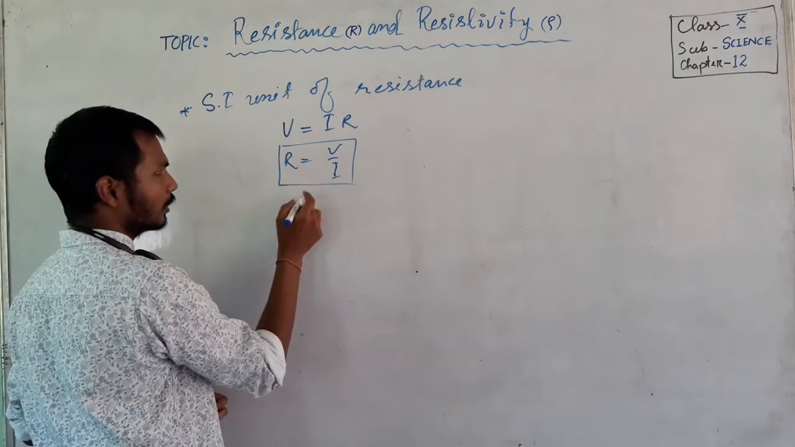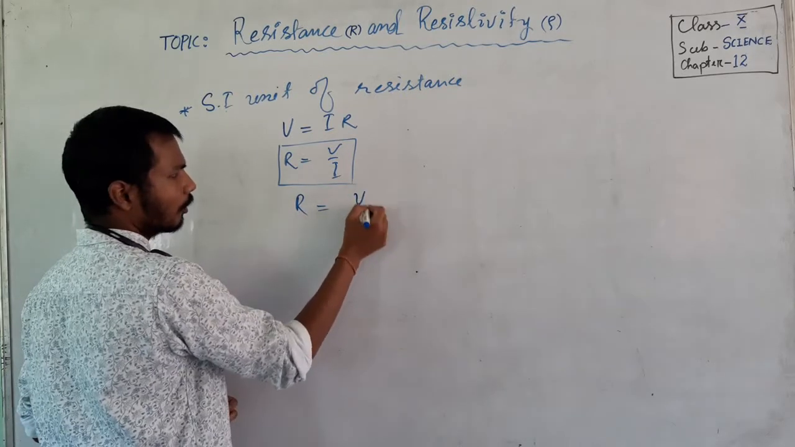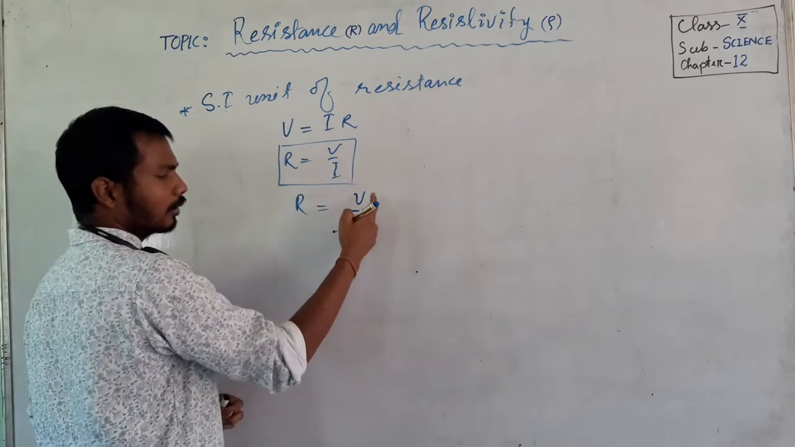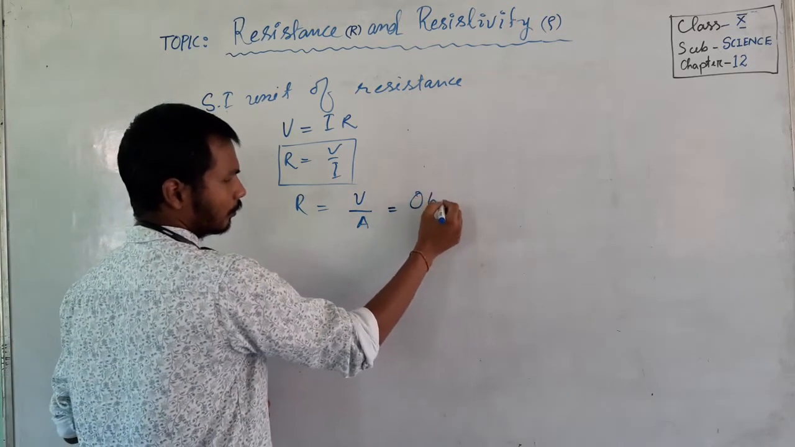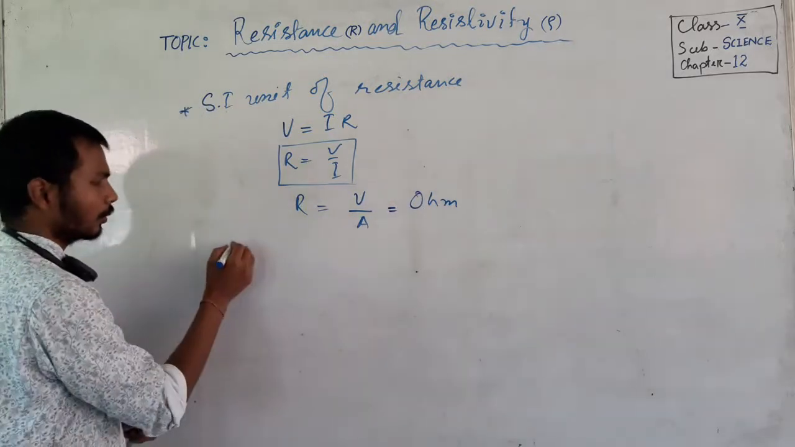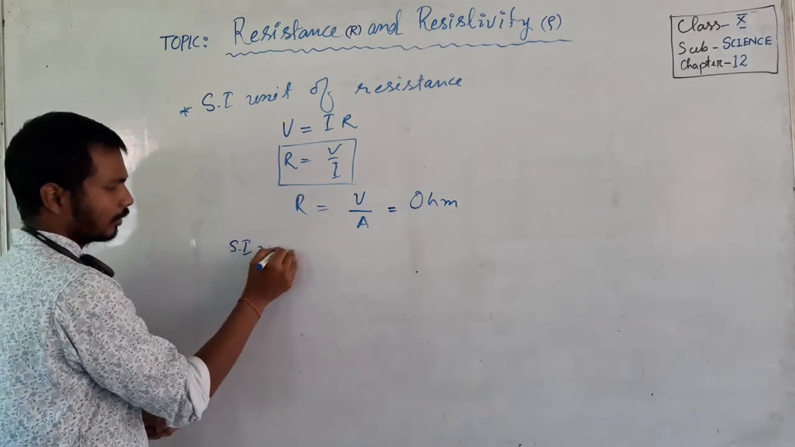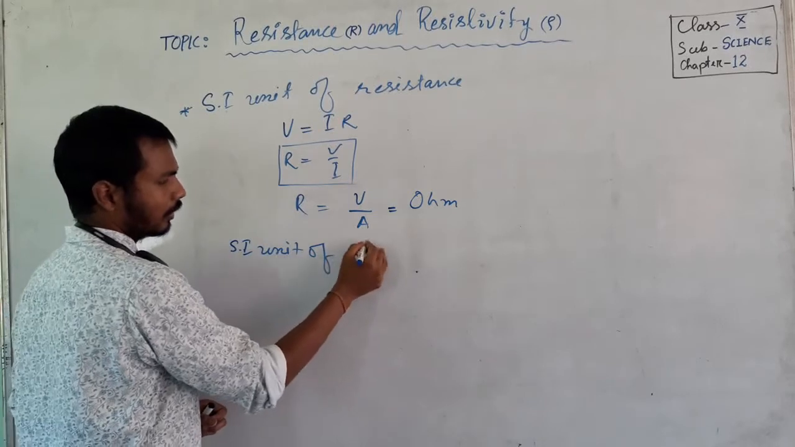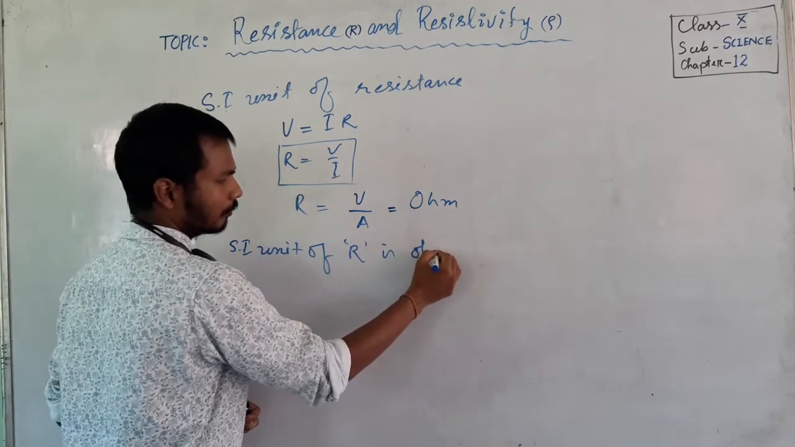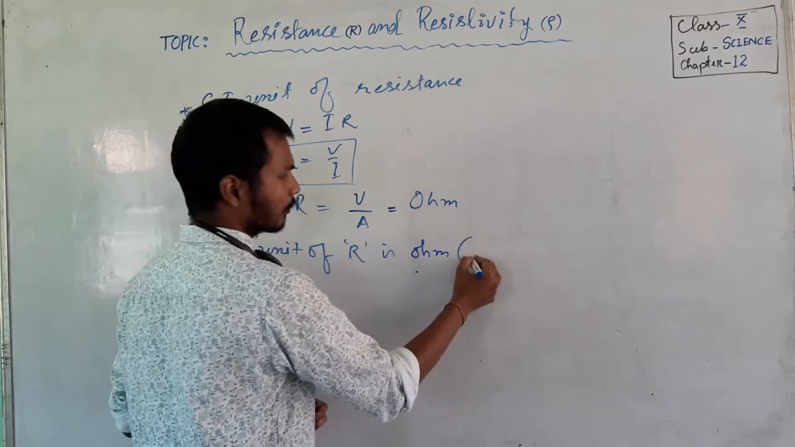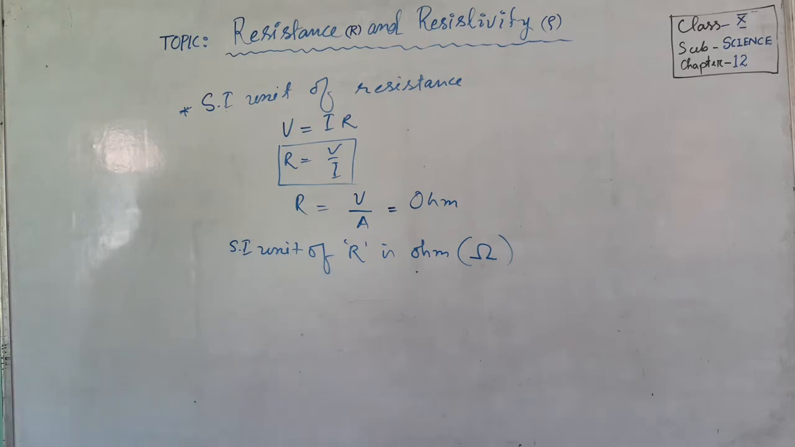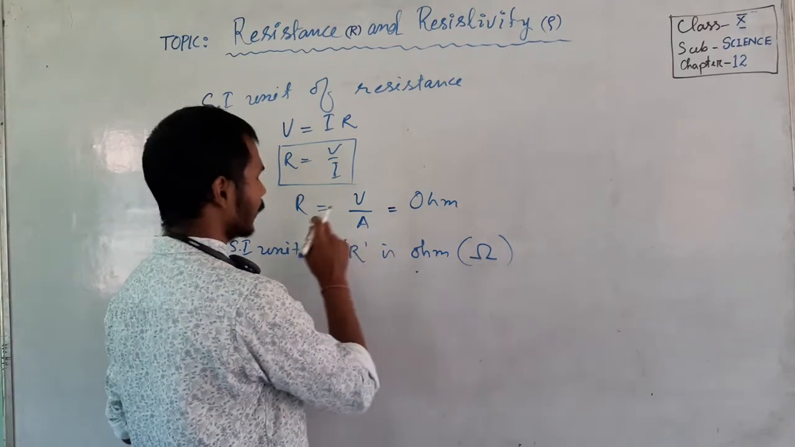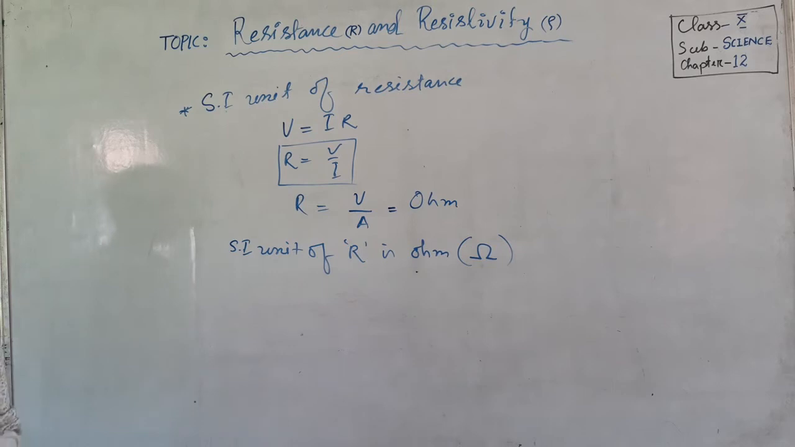And what is the unit of resistance? R is equal to voltage, which is volt, divided by current, which is ampere. So voltage per ampere is equal to ohm. So SI unit of resistance is ohm and symbol is Ω. Okay. This is the symbol of resistance we will use in this chapter. Okay. So now next is resistivity.